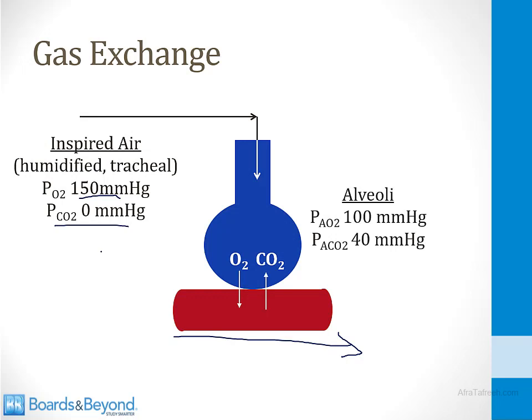Once air gets to the alveolus, the concentration changes. Carbon dioxide is added, and the carbon dioxide partial pressure goes up to 40. And oxygen is removed and it mixes with carbon dioxide, and the oxygen content falls to 100.